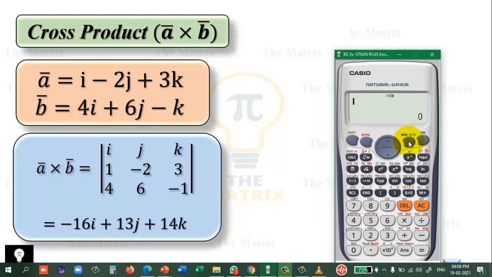So again go to mode. We have already filled our vectors a bar and b bar. So we'll go directly for the operations on a bar and b bar. So we have shift 5, vector a, which is at position 3. Then we have cross, that is the multiplication sign will be used for cross, then its cross product with vector b. So shift 5 and vector b is at 4, so 4. So it gives us vector a cross vector b. When we press equal to, we get minus 16, 13 and 14 as the coefficients of i, j and k respectively.